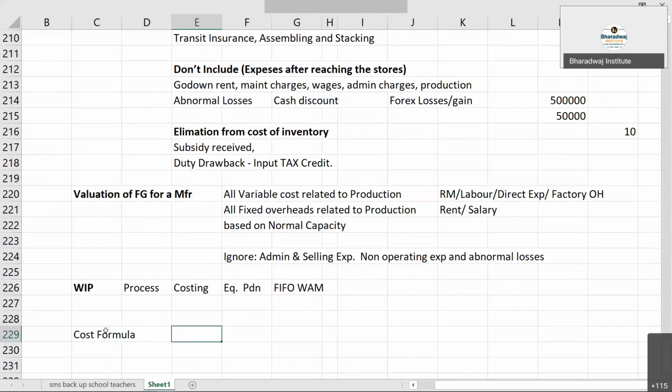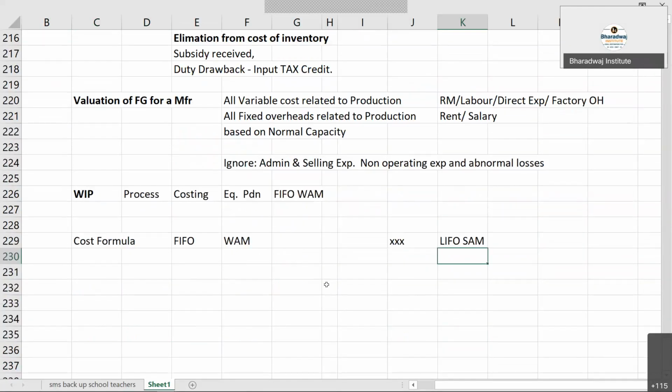Okay, FIFO is recommended. Weighted average methods are recommended. Okay, what is not recommended is LIFO and the simple average method. That is not allowed. That is not allowed for valuation of inventory.